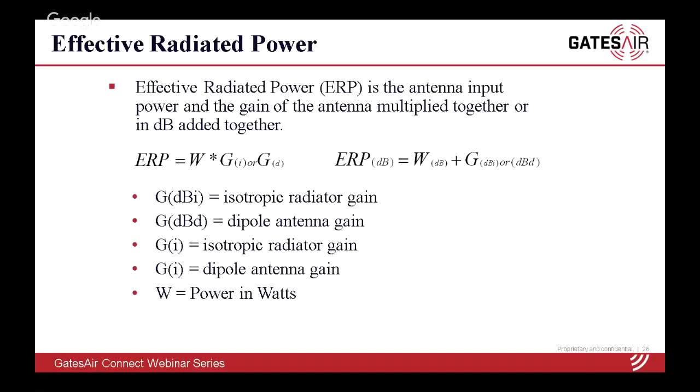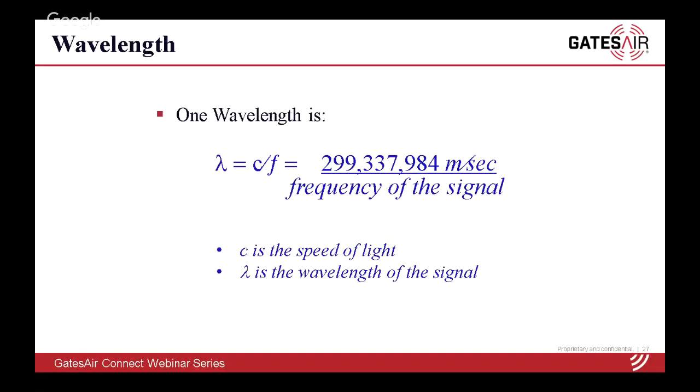Now, the one thing I didn't take into account in this formula was losses, for example losses for the transmission line or the antenna feed system. Those losses are not included in this formula, but we can add them by subtracting those losses if we put them in dB, or by dividing our gain and our watts by them to get it the other way. Another good calculation to know is wavelength. Wavelength is the length of the signal, and we have the speed of light over the frequency.